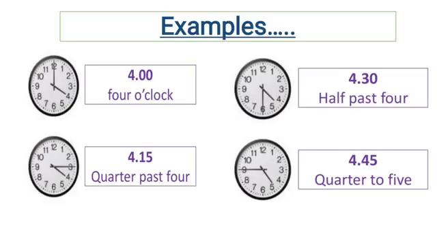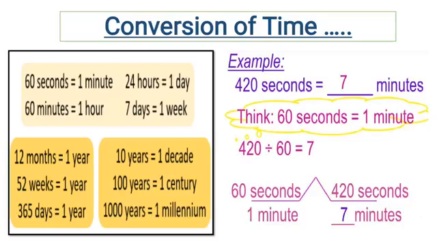In the next clock we see quarter past 4. Our minute hand is on 3, that's why we write quarter past 4. Then the time we read is 4:15. Now in this clock the minute hand is on 9, that's why we write quarter to 5, or we can say 4:45.